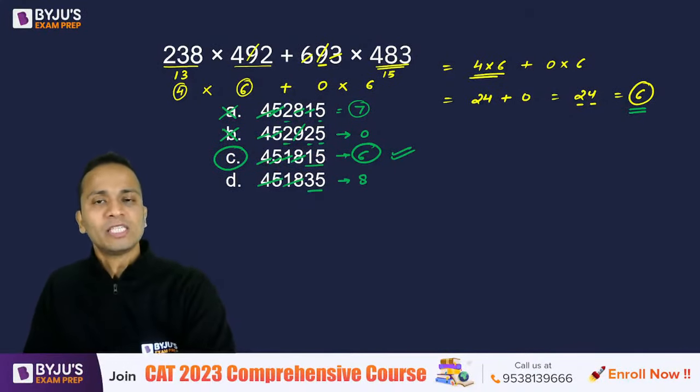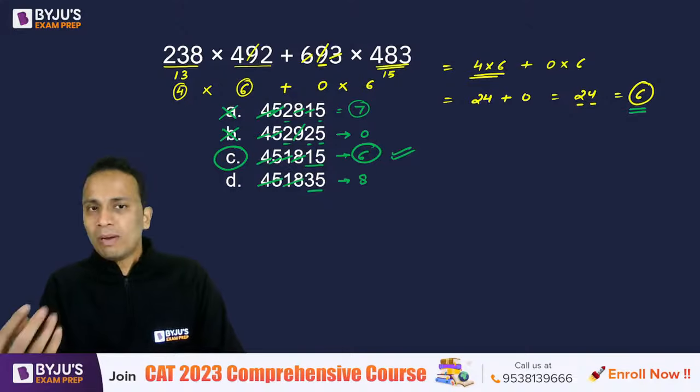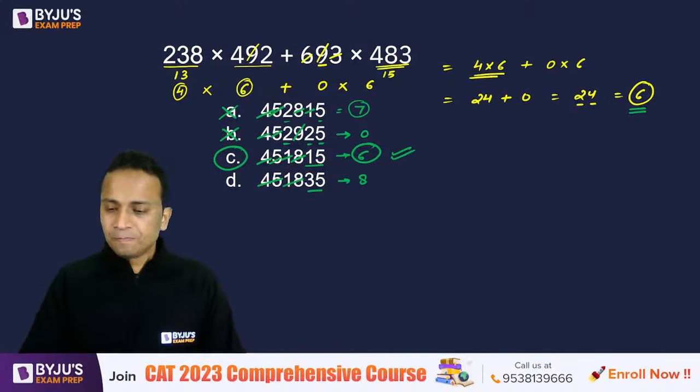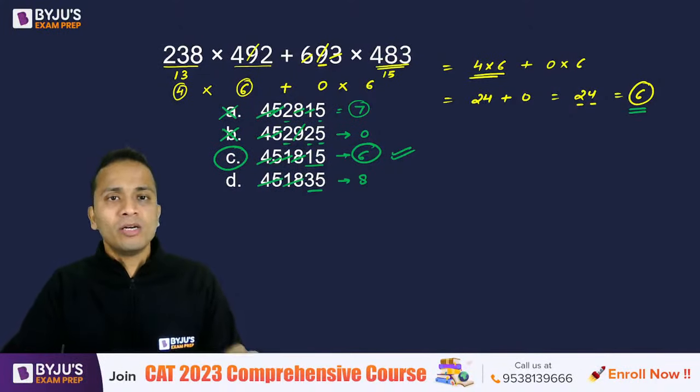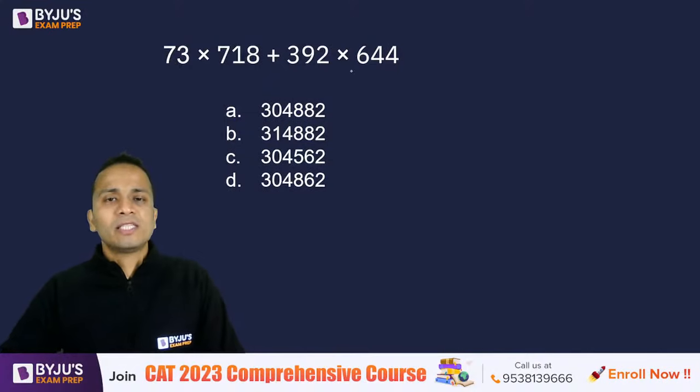All right. So this is how you can use the method of digital sum to calculate the answer or to match the answer among the options for the expressions like this. Okay. Let's check one more question. Let's take one more example. So this is the multiplication that we'll have to do.